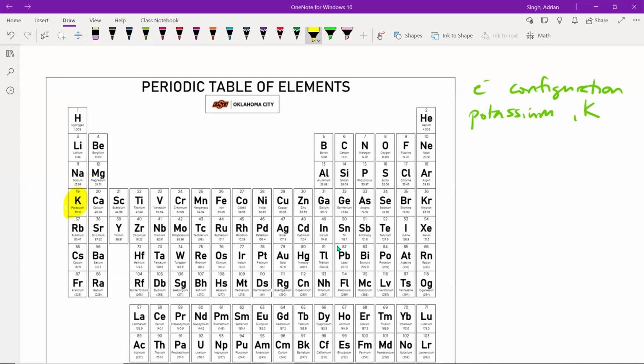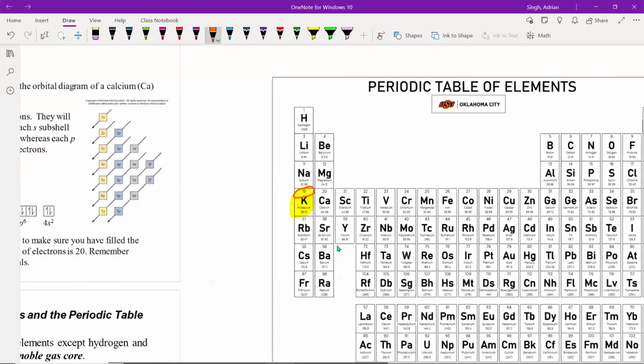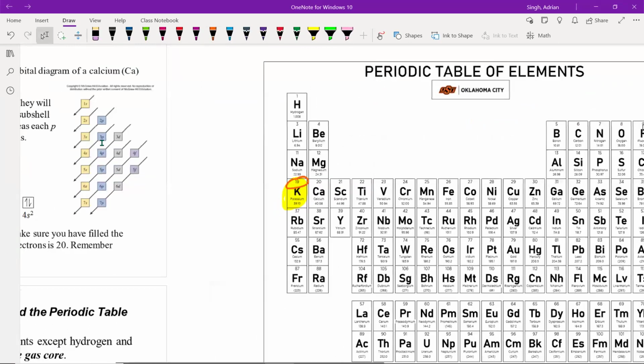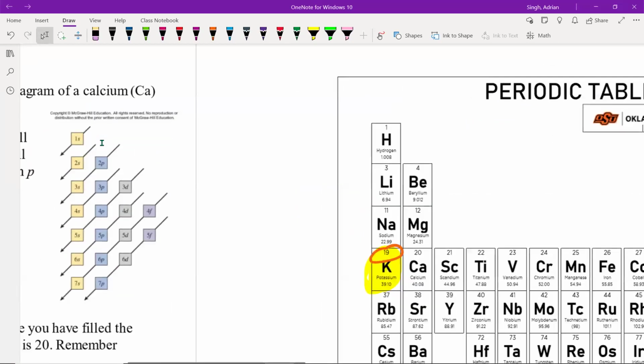Then right away, we can see how many electrons we're dealing with. Potassium has atomic number 19, so we're dealing with 19 electrons that we need to configure. According to our little Christmas tree diagram that we have here, I'm going to put potassium, K, right next to it. So we have 19 electrons.